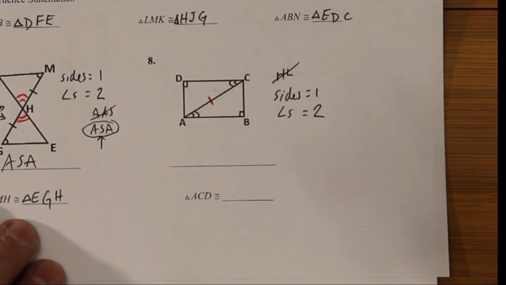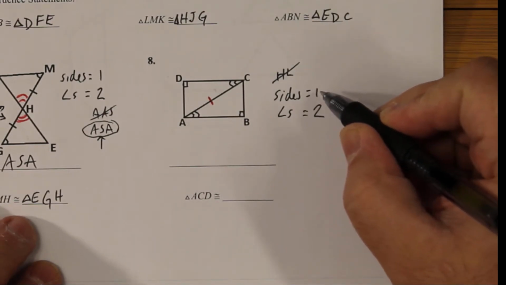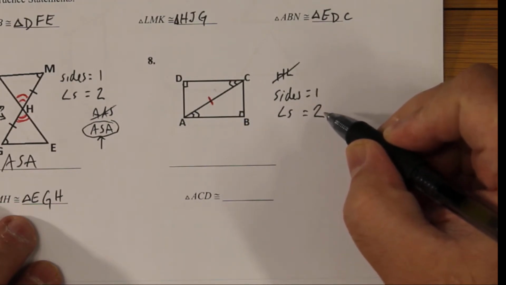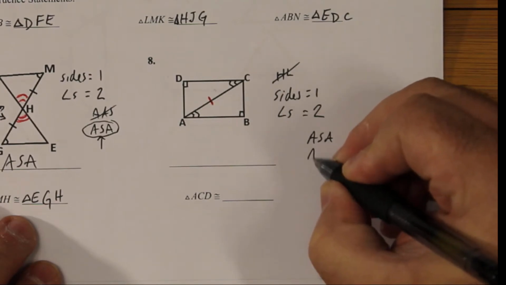Again, look at the options. It's not side, side, side, because we don't have 3 sides. It's not side, angle, side, because we don't have 2 sides. It could be angle, side, angle, or it could be angle, angle, side. Those are the only 2 options that make any kind of sense.